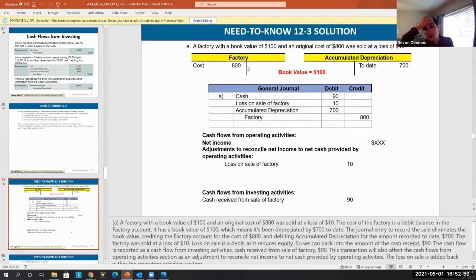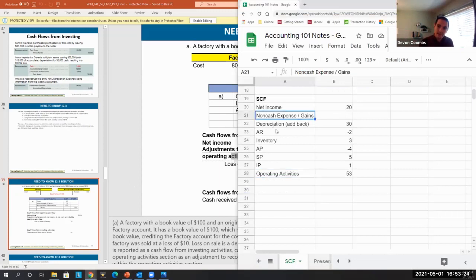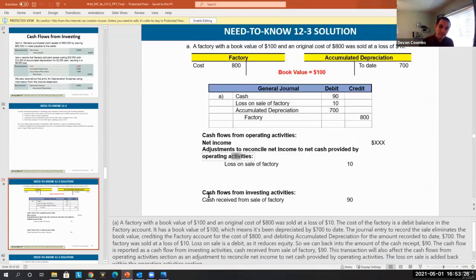And so if we have a factory with a book value of 100 and a cost of 800 that was sold at a loss of 10, we can say cash we received 90, loss is 10. That's the information given. We know the factory is 800, so we have accumulated depreciation of 700. That's the plug. And so this loss would be adjusted in the non-cash expenses, right? We'd add it back in this section over here, similar to depreciation. And then on our investing activities, we'd have cash received of 90, because that's actually the cash we got.